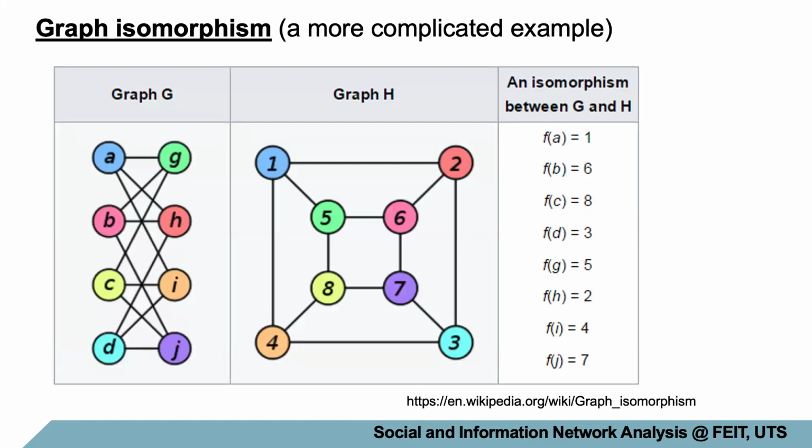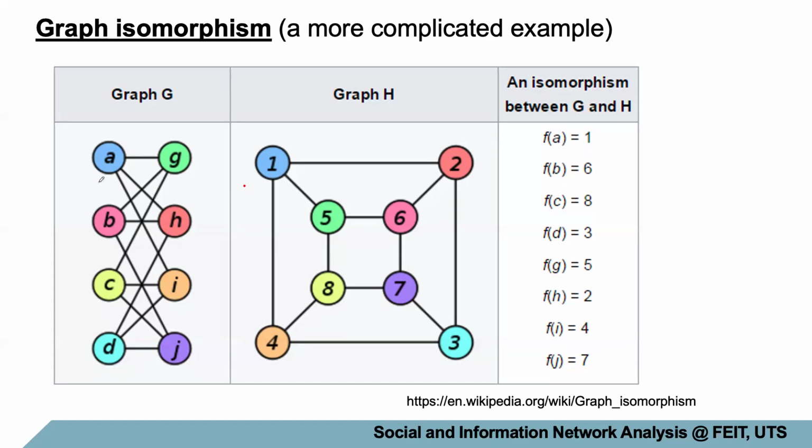So actually, identifying graph isomorphism is not easy because this is a more complicated example. If the graph is more complicated or has more nodes or edges, like here, this graph G and H, they are laid out differently. So if you don't check carefully, you might miss that actually they are isomorphic. So the bijection is like this.